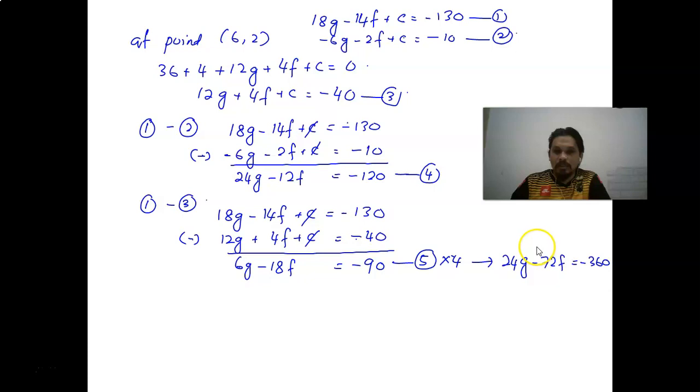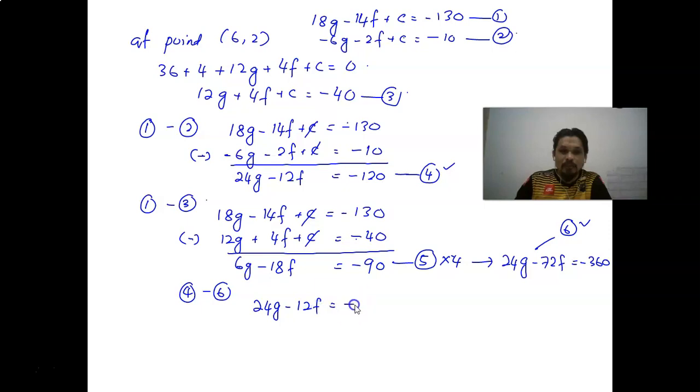If I label this as equation 6, right now we'll focus on equation 4 and equation 6, not 5 anymore. Look at this here. Equation 4 minus equation 6: 24g minus 12f equals negative 120, minus 24g minus 72f equals negative 360.